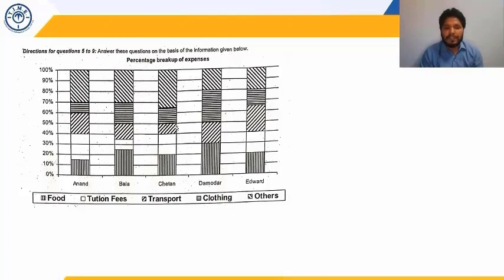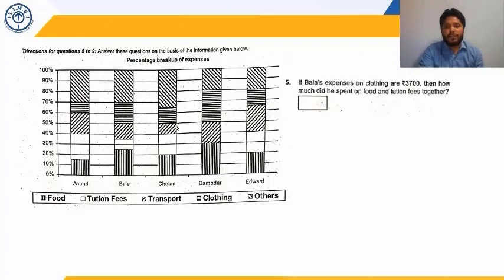So Anand's expenses on transport will become 20% of his total expenses. That is the data which we are reading here. Again, the same kind of data is given. So without wasting time, let's move on to the questions. What is the question given?